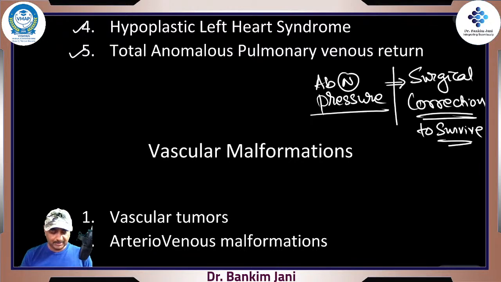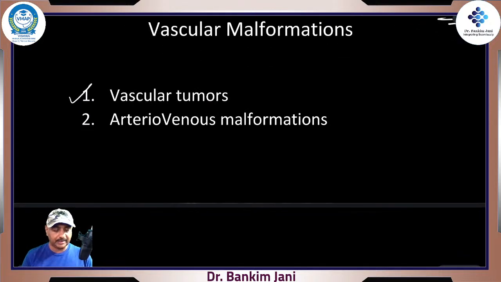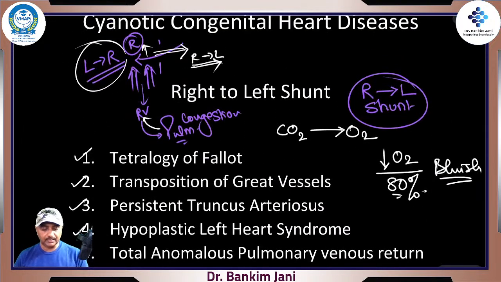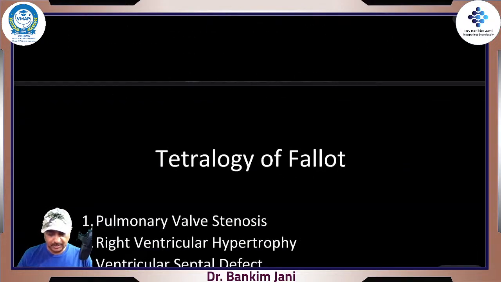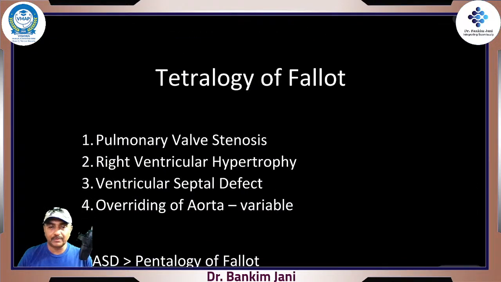Then we'll talk about vascular malformation, and we'll look at vascular tumors and the arteriovenous malformation in brief, so that you get the whole idea about what can really go wrong in cases of right to left shunt. So let's start with tetralogy of Fallot. Tetra, right? That means four. Fallot is the name of the physician, right?